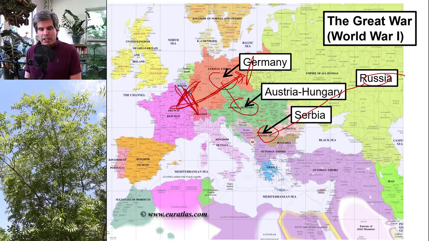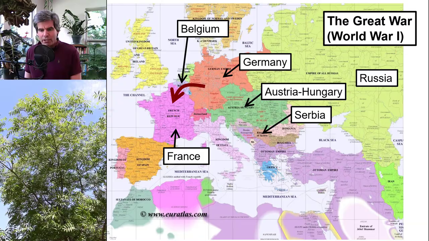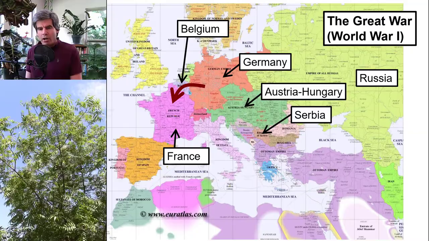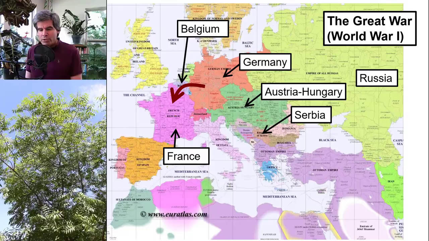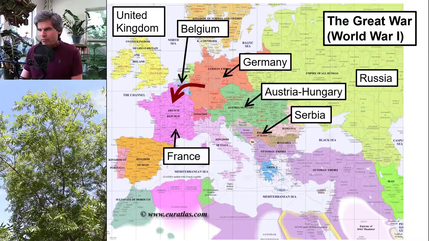So Germany enacted their plan to make a preemptive strike on France, which required going through Belgium. They had to go through Belgium to get to France to make that preemptive strike. And so they asked Belgium for permission to march their army through Belgium, and Belgium declined. And when Belgium refused to cooperate, Germany declared war on Belgium. And the United Kingdom was allied with France and Russia, and also with Belgium.